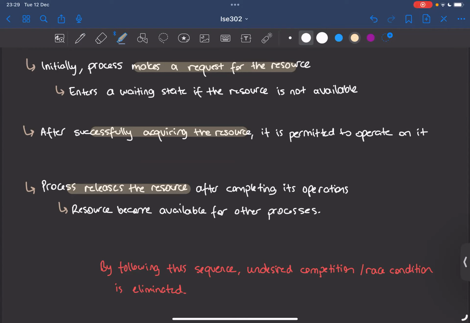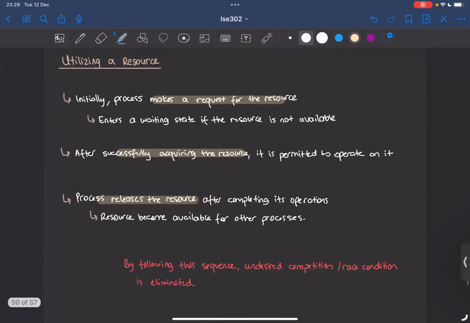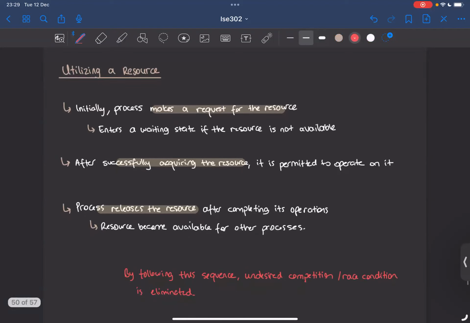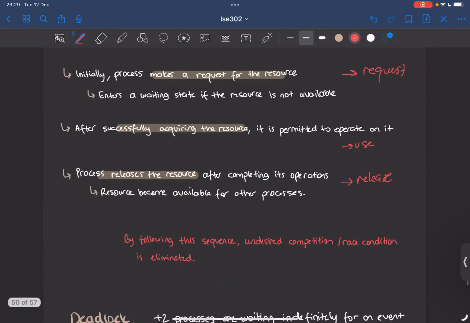Actually, this step is crucial because it ensures efficient resource management, as it allows other processes to utilize the released resource and prevents unnecessary contention. To sum up, a process's normal operation flow when interacting with a resource is request, use, and then release the resource, okay? By following a coordinated sequence, unnecessary competition between processes is eliminated. Undesired competition or race conditions are eliminated.